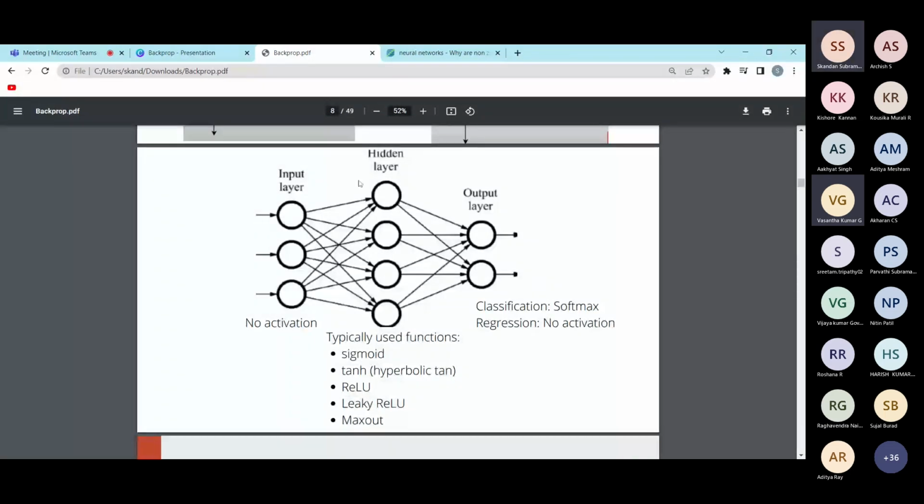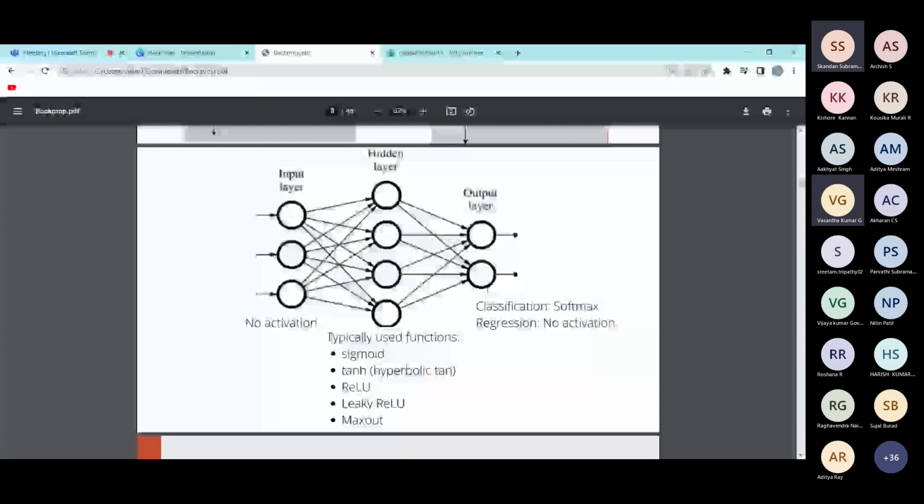In the hidden layers, we typically use a bunch of functions like sigmoid, tanh or hyperbolic tan, ReLU, which is rectified linear unit, leaky ReLU, maxout, etc. The purpose of these is again to introduce nonlinearity. We'll be going into more detail on when to use these and their advantages and disadvantages later.